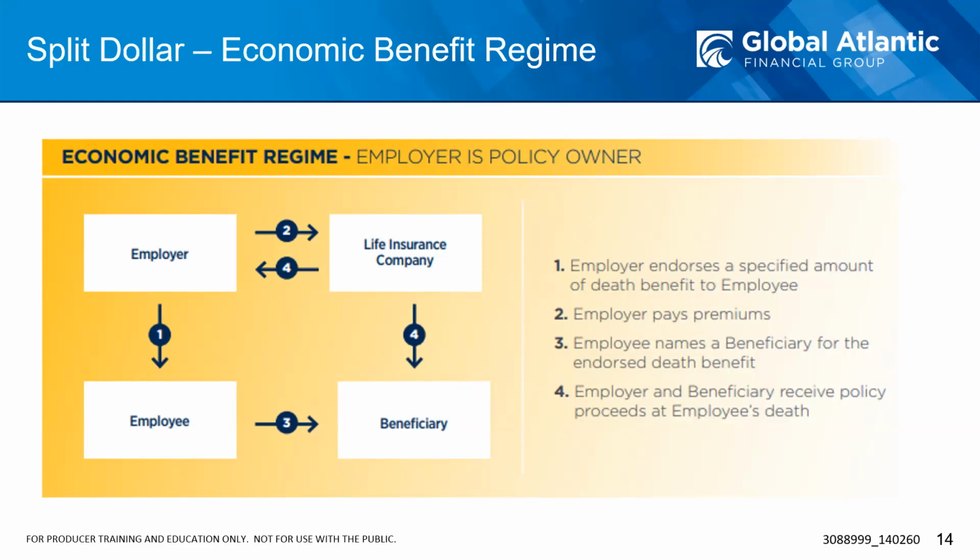The employer is going to pay the premiums there on number 2. You see that they're paying the premiums to the life insurance company. The employee is going to name a beneficiary, and that beneficiary is going to receive the death benefit. Now, the value of that insurance, and I'll show you how this works in a second, is going to be treated as income to the employee. So Donald, if you go to the next slide, we can show how that works.